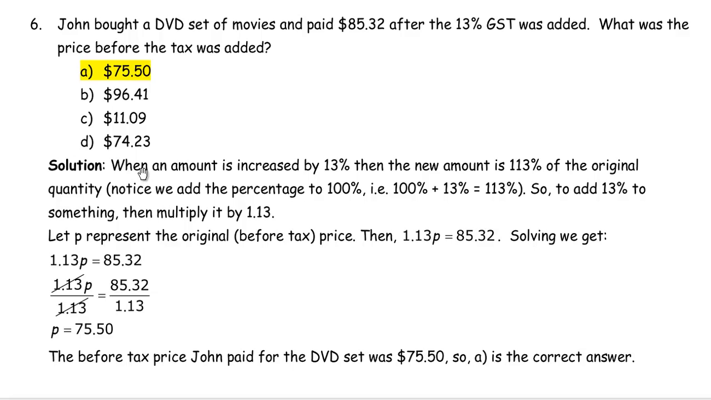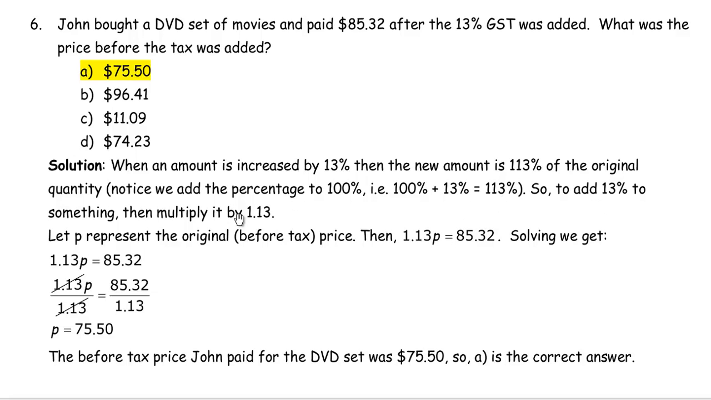So in the solution, when an amount is increased by 13%, then the new amount is 113% of the original quantity. The price he pays after tax is 113% of what the price was before tax, because adding 13% onto 100% is 113%. Notice again, we add the percentage to 100. So 100% is what he's paying before tax, plus the 13% means his after-tax price is 113% of the ticket on the box of DVD movies in the store, before the tax was added.